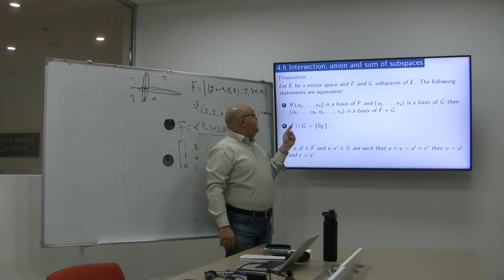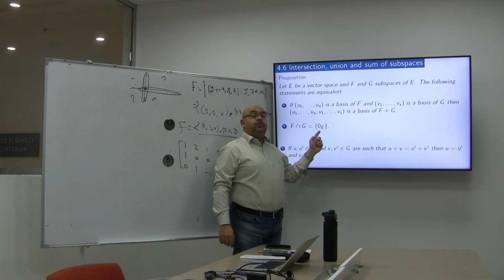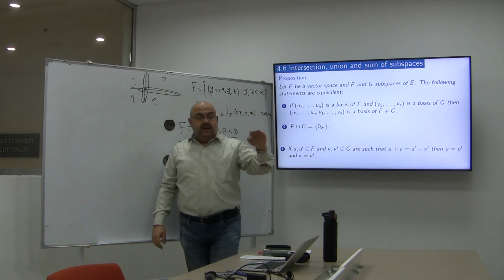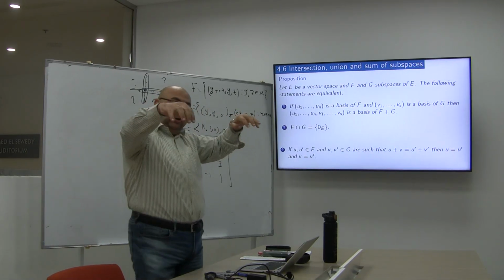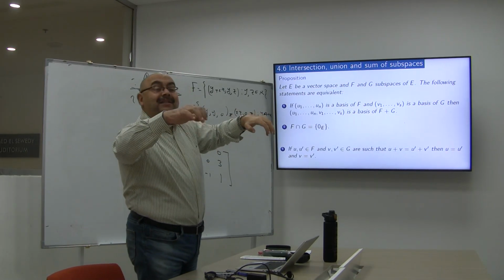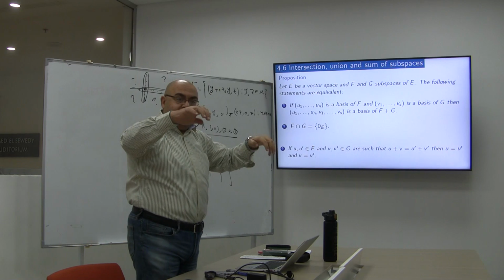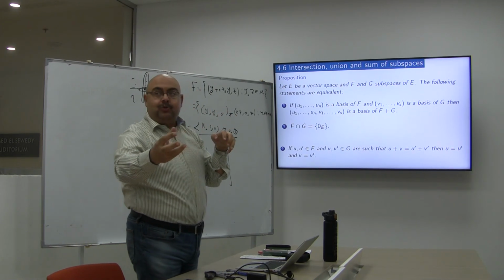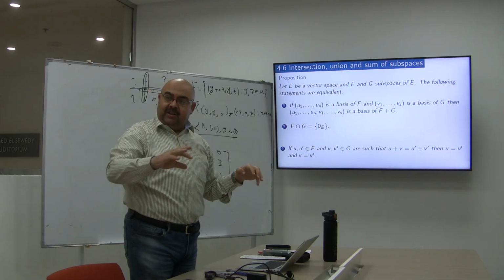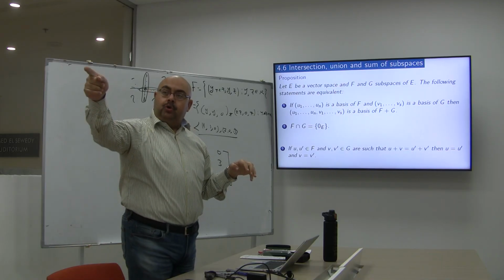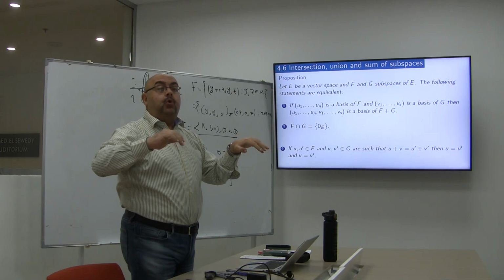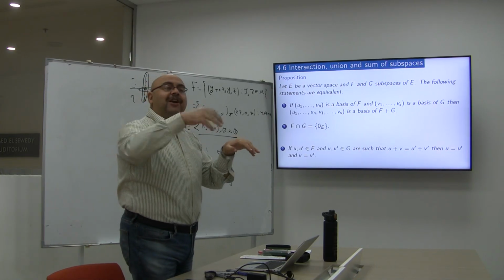Okay, the F intersection G is equal to the 0 set, which means they are linearly independent sets. I can't generate any one of them from each other. So the V's are not going to be able to be generated from the U's and vice versa. How to be sure, Farid, that the V vectors can be generated from the U's or not? If they are linear combinations.